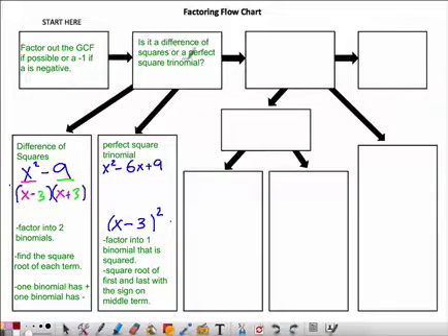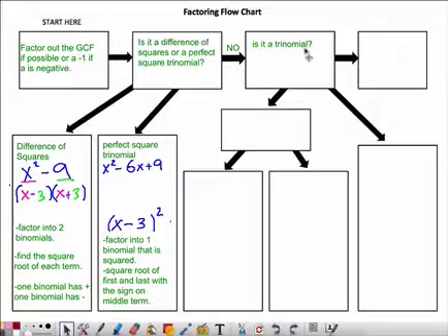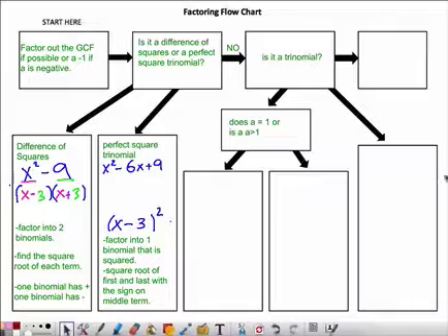So what if it's no? Then we're going to move on to the next box. Is it a trinomial? So now we're going to look at it and decide if it has 3 terms. If it has 3 terms, there are 2 different ways we can factor it, but we have to ask ourselves another question: is a equal to 1 or is a greater than 1, meaning does the first term have a number in front of it? So we're going to do each of those in each of these 2 boxes here.